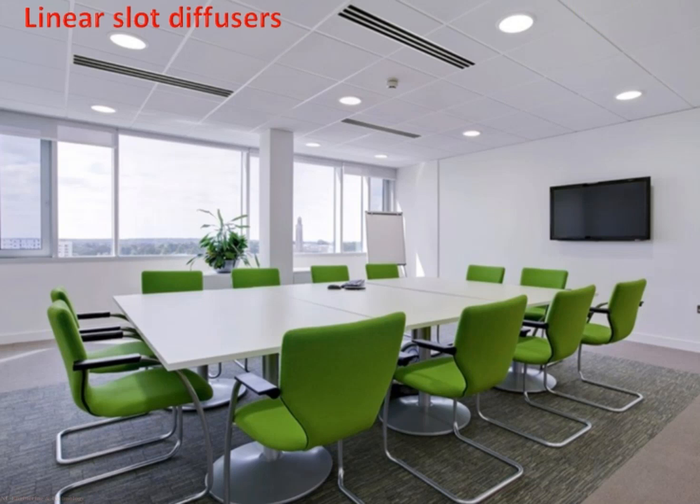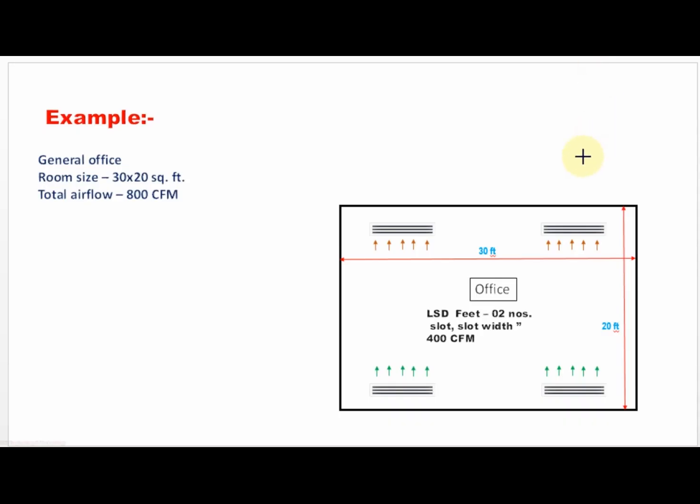In this video, I will explain how to select a linear slot diffuser. We will do a sample exercise for a room having dimensions 30 by 20 square feet and a total airflow value of 800 CFM. We are using two grills to supply air for this room, and the airflow for each grill is 400 CFM. Now we will select the linear slot diffuser length, number of slots and slot width.